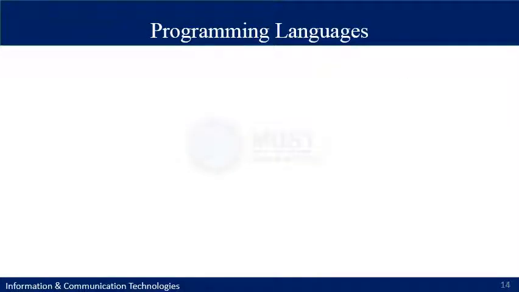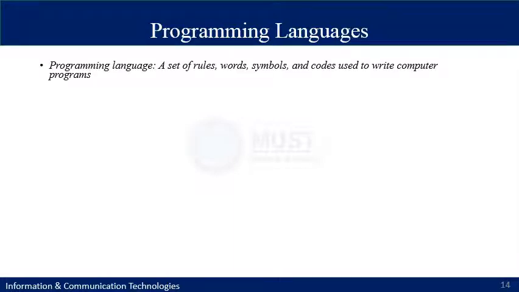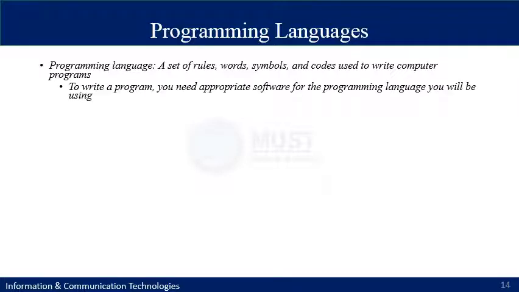Whenever you encounter a problem, you want to convert this problem into machine language to solve it. Therefore, you would like to have some kind of mechanism to represent the program in machine language. Programming languages are helpful to achieve such tasks. Usually, a programming language is a set of rules, words, symbols, and codes used to write computer programs. To write a computer program, you need appropriate software and the programming language you will be using.